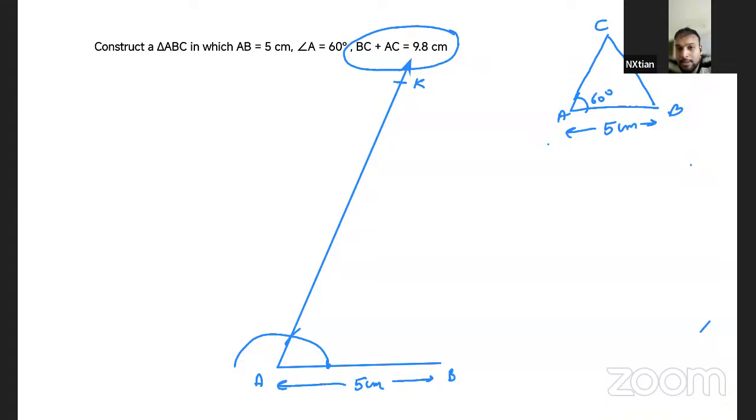Now measure 9.8. Quickly measure 9.8. I'm coming in 2 minutes, okay? Quickly measure 9.8. And then put the tip of the compass on B and then just cut the K line.